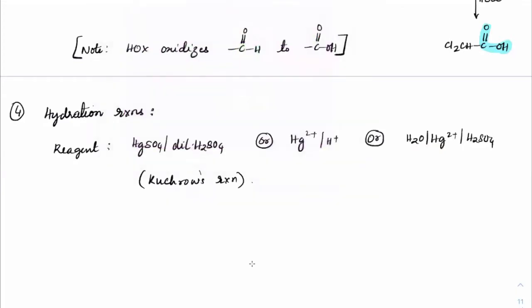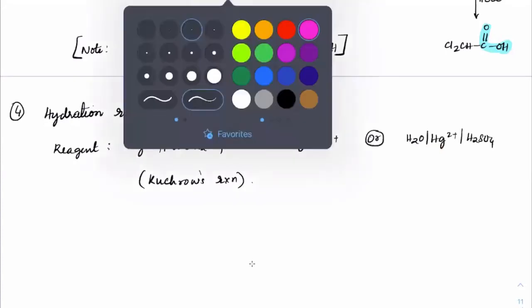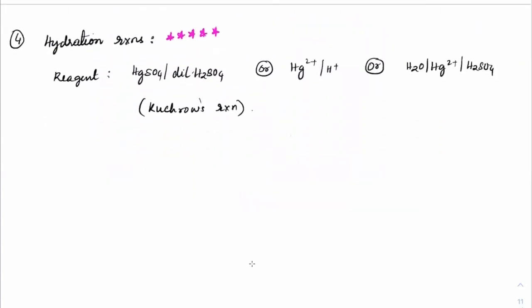And if you see in the past JEE questions, this has been one of the most commonly asked questions. So you must know how the hydration of alkynes work. So let us see first the examples, how to do it. First example, CH3, C triple bond CH in the presence of HgSO4 and H2SO4 and water.